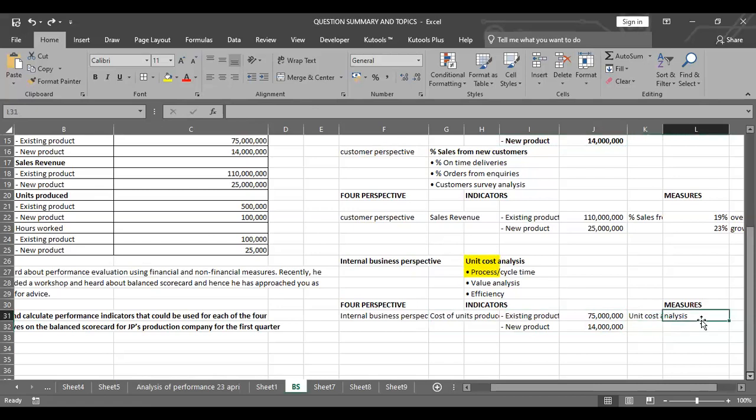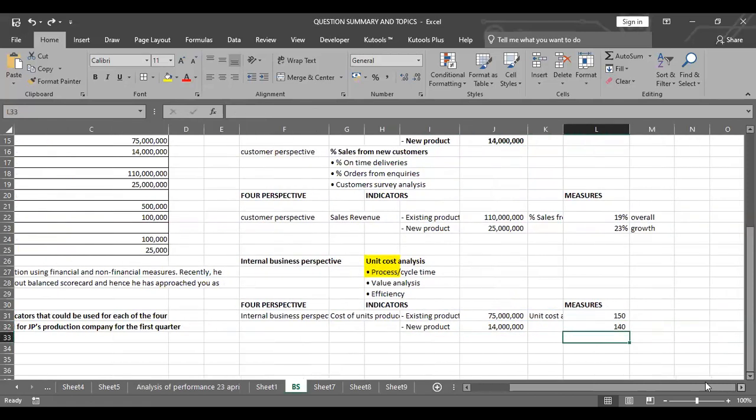To do that, I'll have to take this 75 divided by the number of units produced under existing, which will give me 150. That is the cost per unit. I'll also take this, divide by that, and this will give me 140. So it analyzes. It shows you, because you'll probably have to comment on that basis.